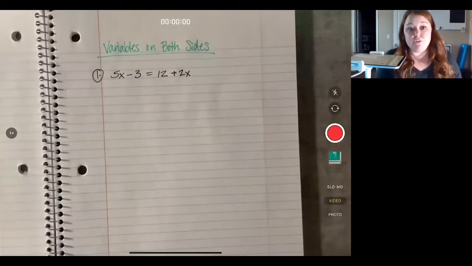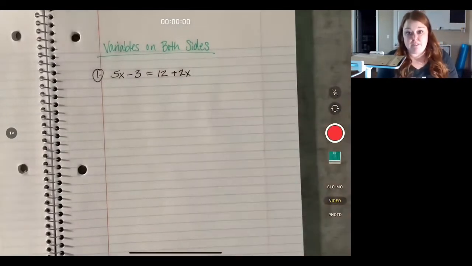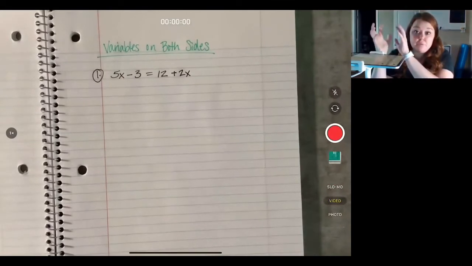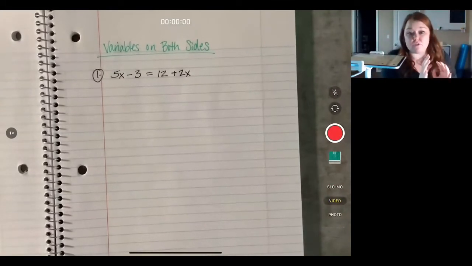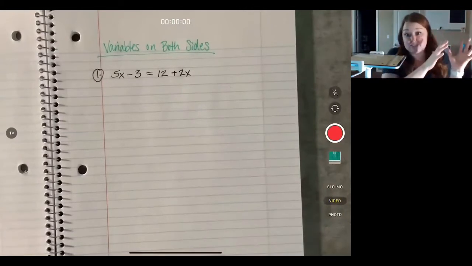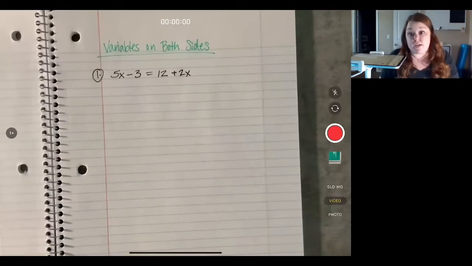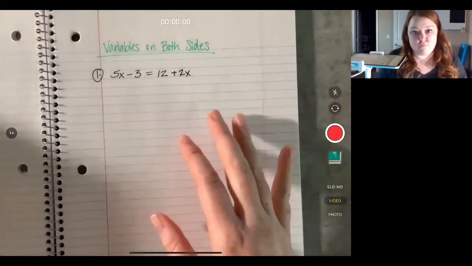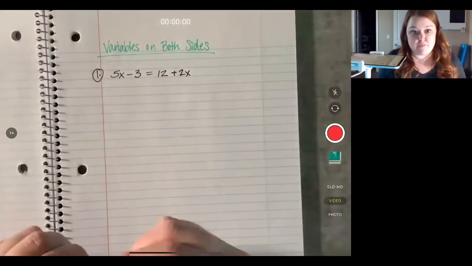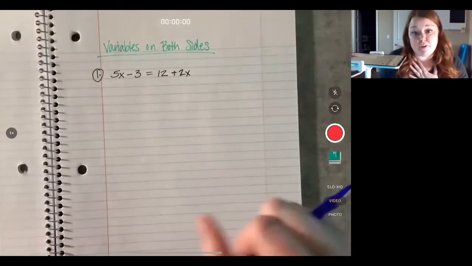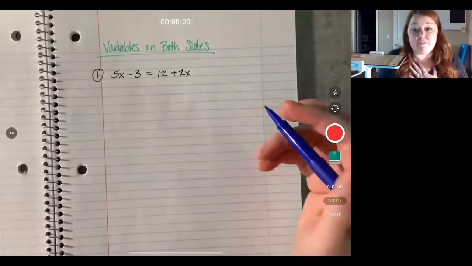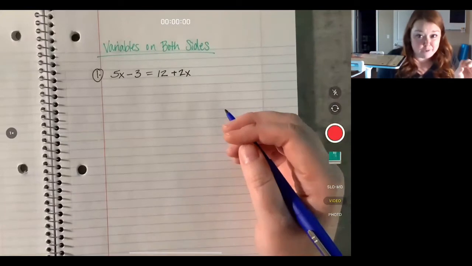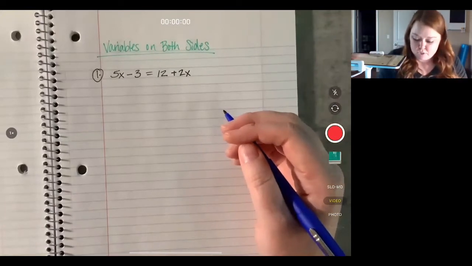Well, your game plan needs to be that you need to get all your variable terms to one side of the equation and all the constants, which are your regular numbers without variables, to the other side. Now some math teachers will argue that, put your variables to the left, to the right, whatever. I always put my variables to the left because in my final answer, I want my variable on the left, right?